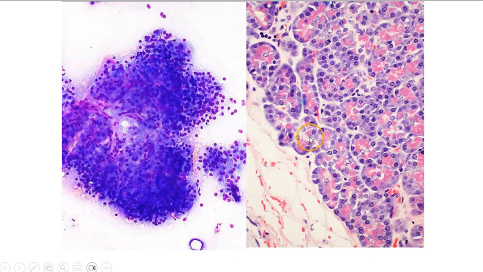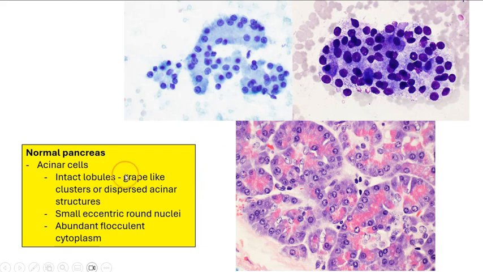And this is just to compare with normal histology of the pancreas, where we can see individual acinar structures. So the cells have low NC ratios, eccentric nuclei, and somewhat granular or loose cytoplasm. As mentioned, the acinar cells can occur within intact lobules as grape-like clusters, or they can occur as more dispersed acinar structures. The cells have small, eccentric, uniform, round nuclei and abundant flocculent cytoplasm.